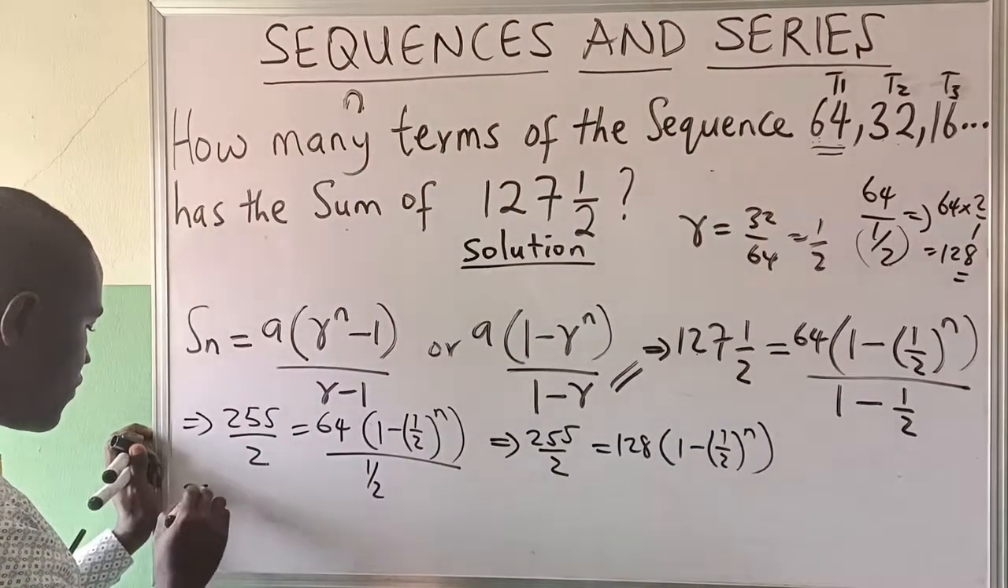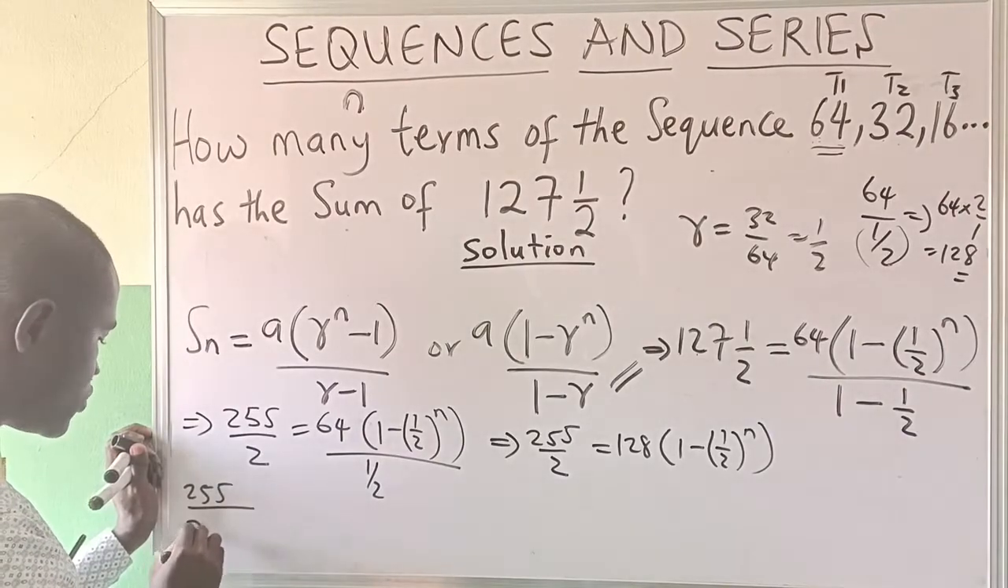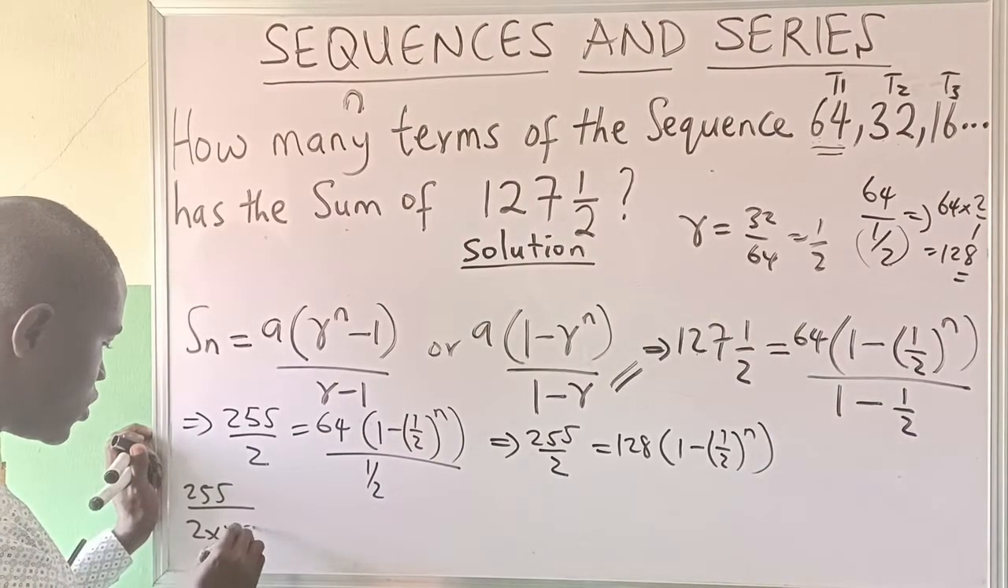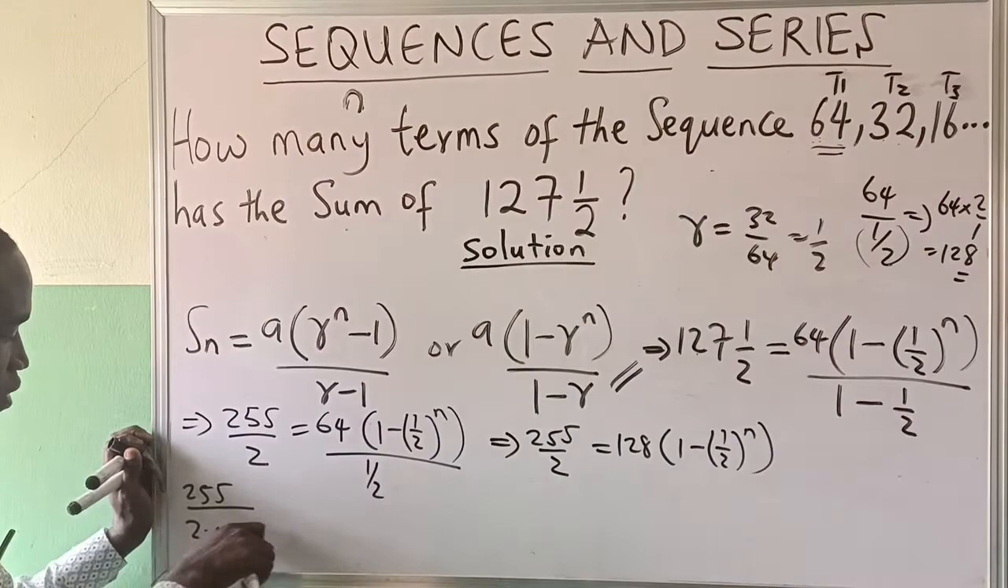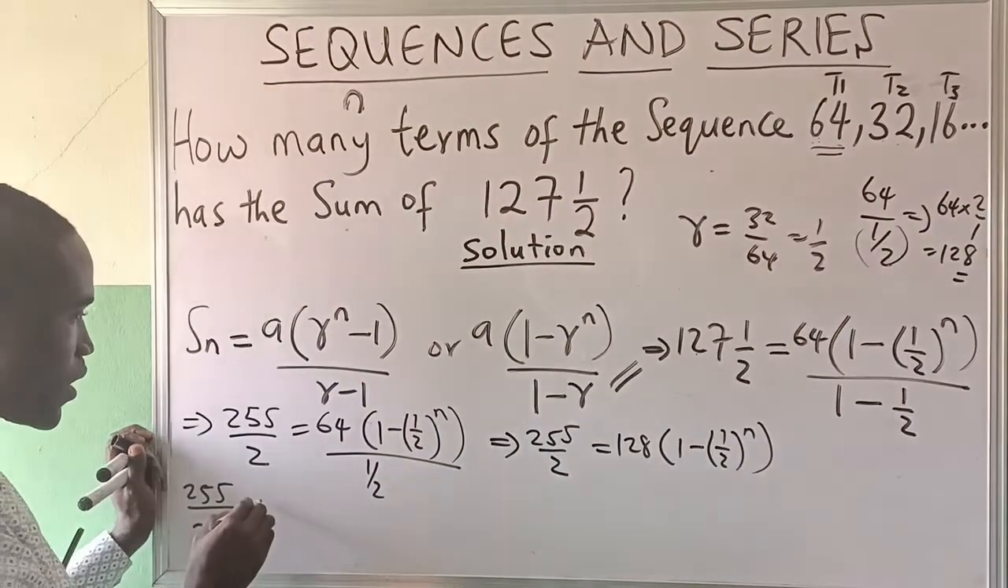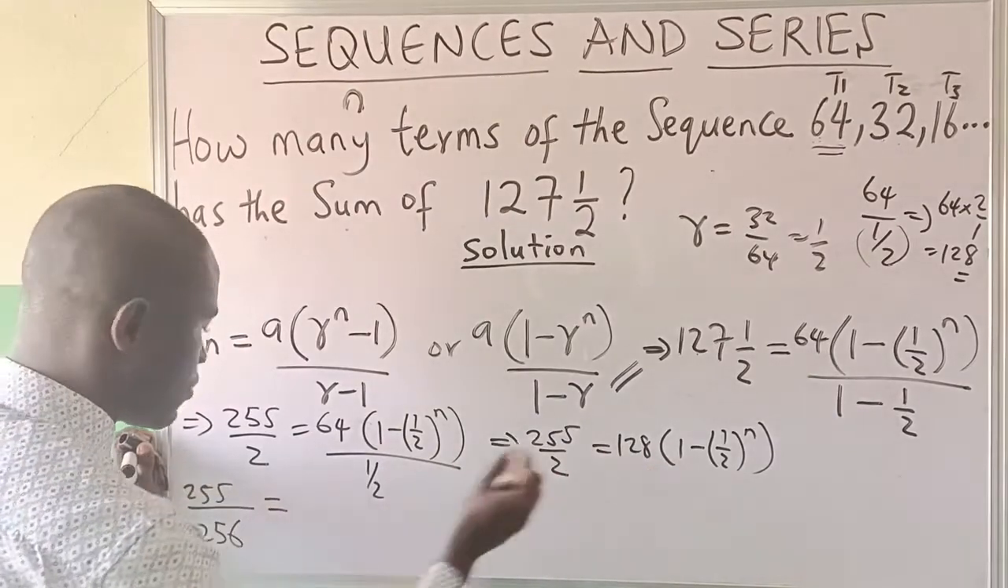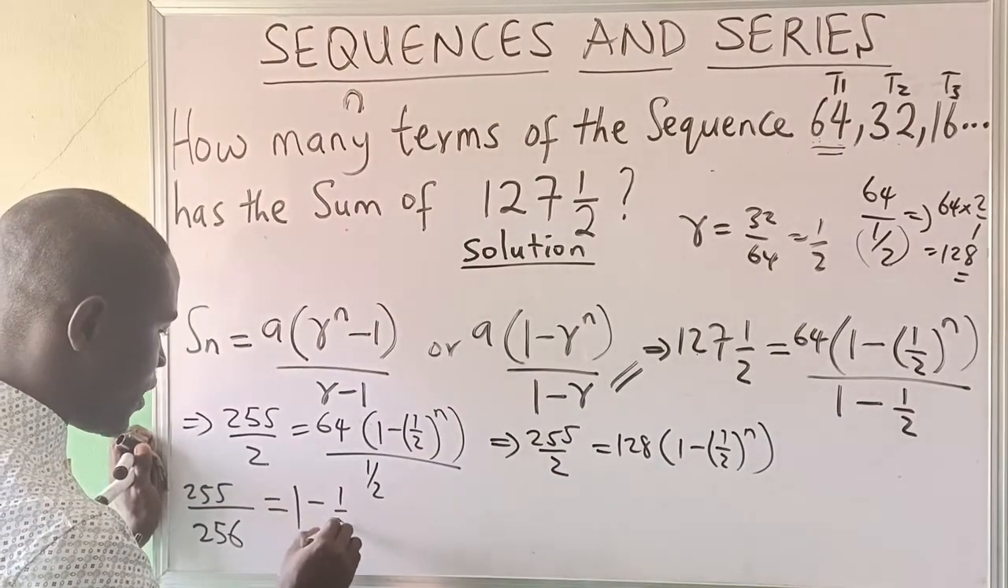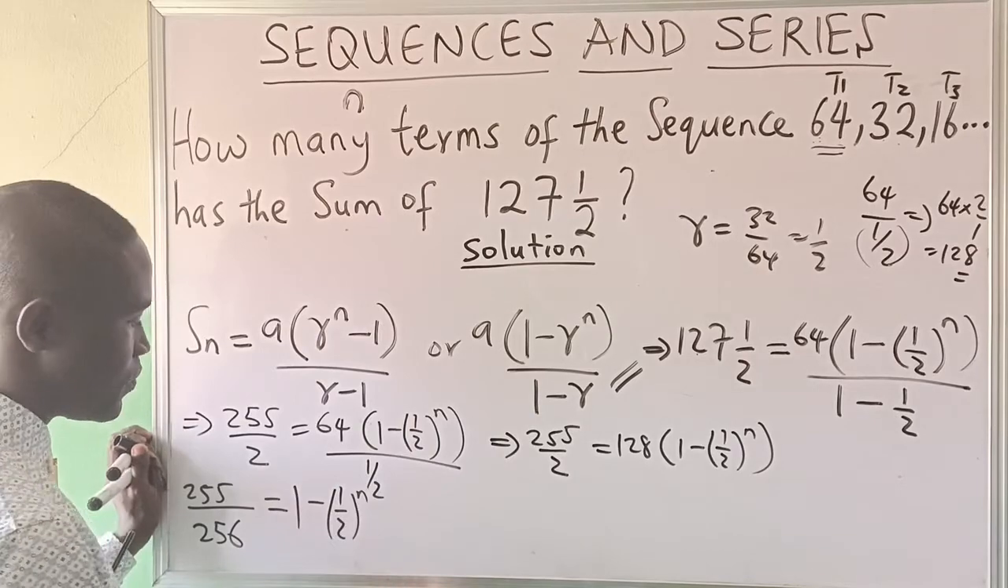You'll be having 255 all over 2 times 128. 2 times 128 will be giving you 256. 256, you say, is equal to now 1 minus 1 over 2 raised to the power of n.